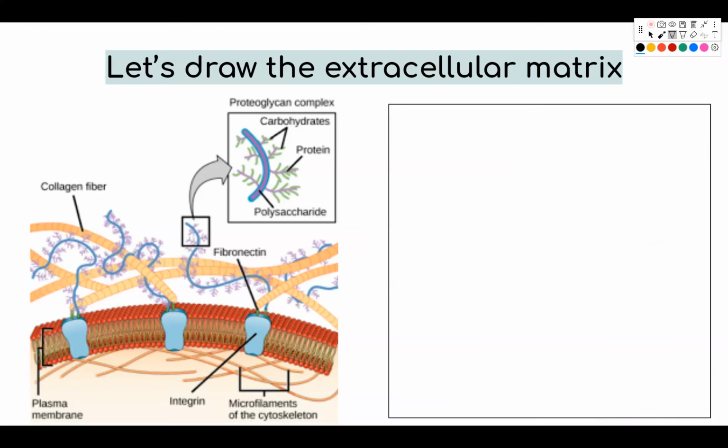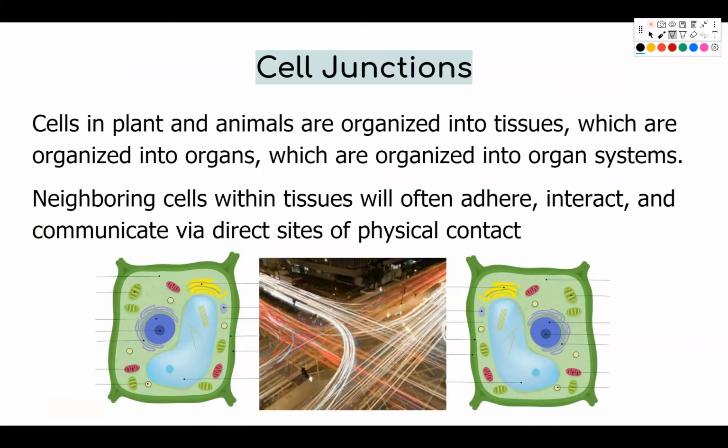Beautiful. Okay, that is our extracellular matrix. We are going to move into cell junctions. There is one specific plant cell junction, and there are 3 animal cell junctions. What these do is allow the cells to adhere, interact, or communicate via sites of direct physical contact. So we've got that extracellular matrix, but there are bits in that extracellular matrix where our cells are going to be able to touch and interact.